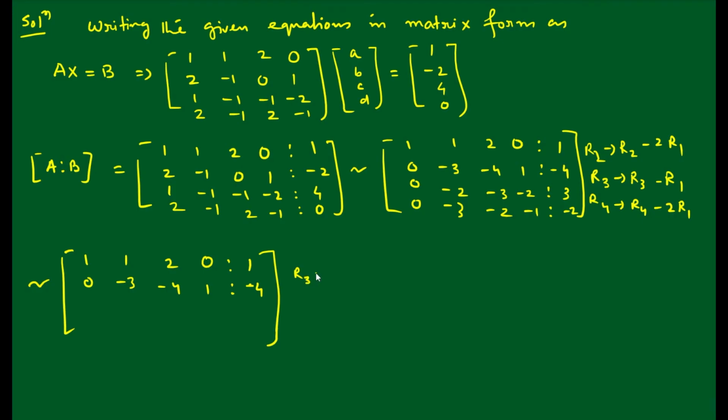First operation will be R3 goes to... now the factors are different, no? So how will we write it? 3 into R3 minus 2 into R2. Okay, then row 4 goes to... now both the elements are the same, minus 3 and minus 3, so just simply subtract, R4 minus R2. So what will be the resulting elements? It will be 0 0, then minus 1, minus 8, and this is 17, and here you will get 0 0 2 minus 2, and this is 2. Okay, now one more step.